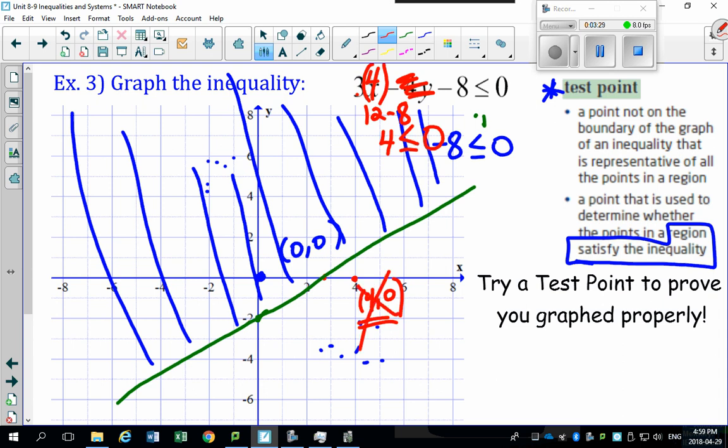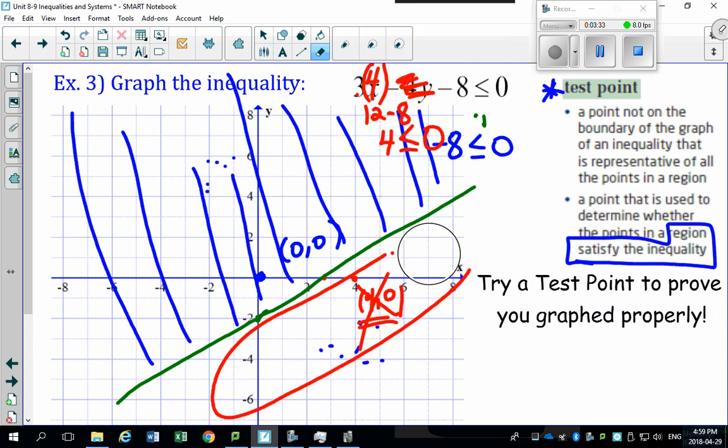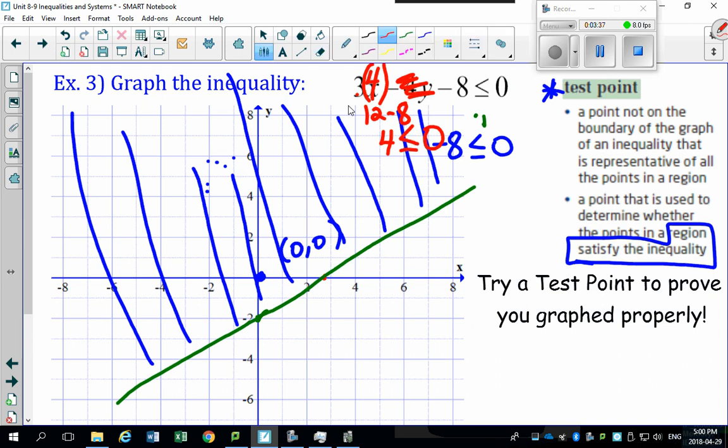That means this entire area below here is a no-go. So don't even shade it, don't even do anything. It's a no-go. You are, in fact, done. That's what the graph looks like.